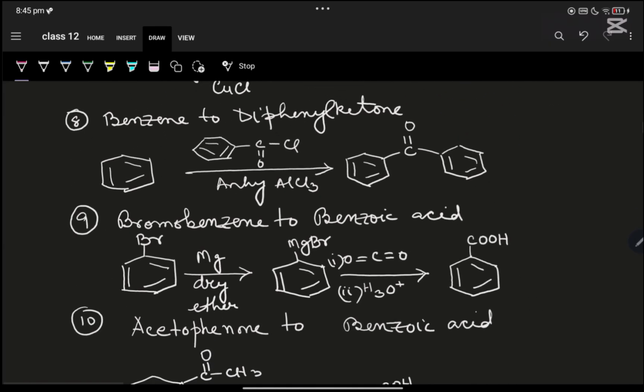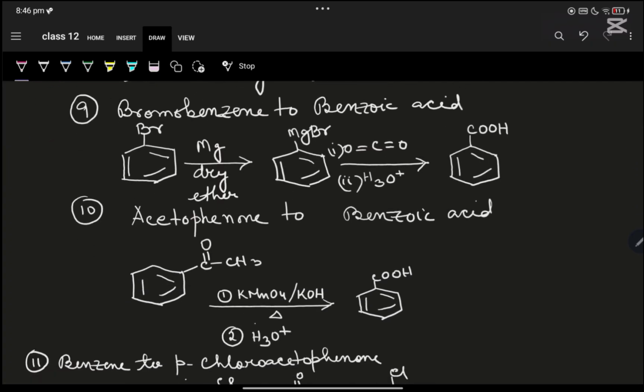Next, benzene to diphenyl ketone. Diphenyl ketone is this thing, so it's benzophenone. So what will happen? Benzene plus C6H5COCl. This is the benzoylation reaction. So you use anhydrous AlCl3 as the Lewis acid catalyst, and then you get the product.